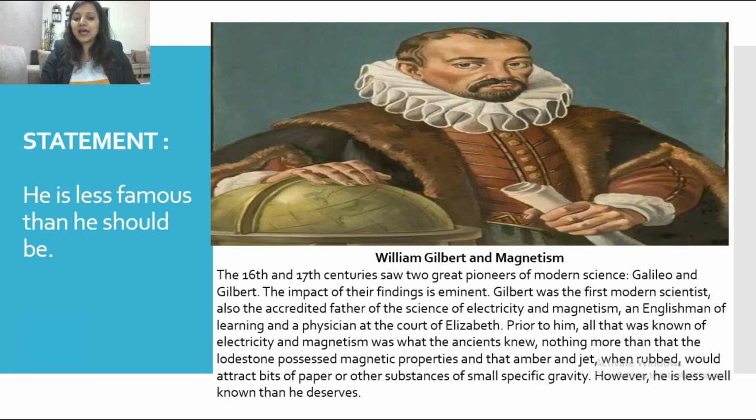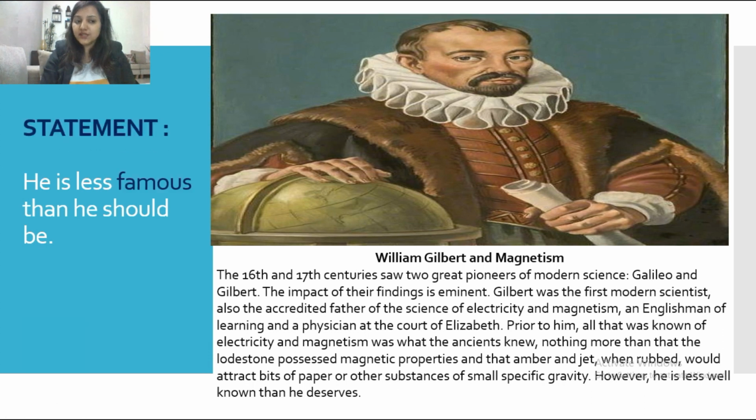So you can see that I have given a short paragraph over here which is based on William Gilbert and his concept of magnetism, and there is a statement towards the left corner, and the statement says that he is less famous than he should be. So you need to pause the video, go through this short paragraph, and then you'll be able to answer it, right? Pause the video and go through the paragraph and then come back to the question. So the statement says that he is less famous than he should be, right? Did you get an idea of what the statement is emphasizing upon? The statement is emphasizing on the word famous.